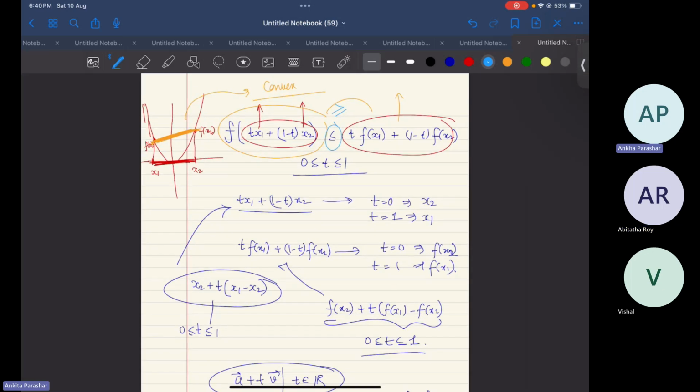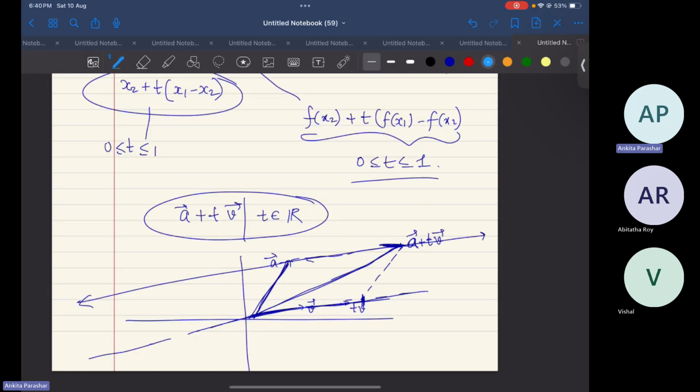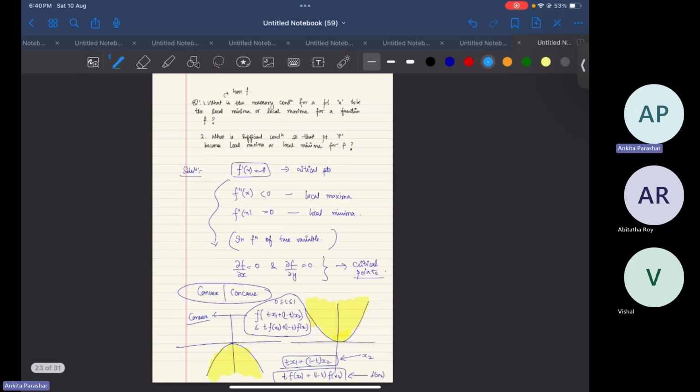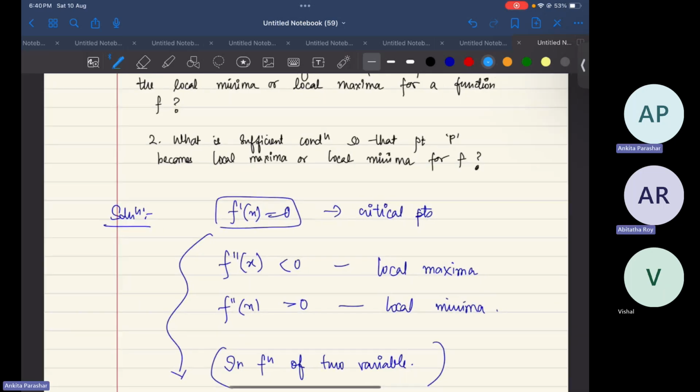Okay, maybe you see some example. It will be more clearer. And this fact you always remember, that this is nothing but the line passing through A and in the direction B. All right. So, what was the fact here? What we are trying to say?